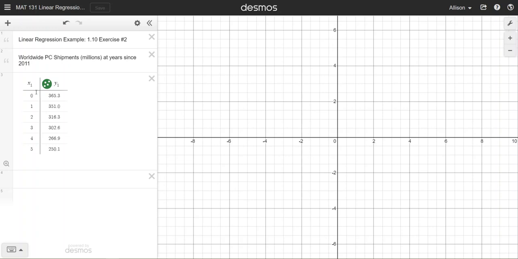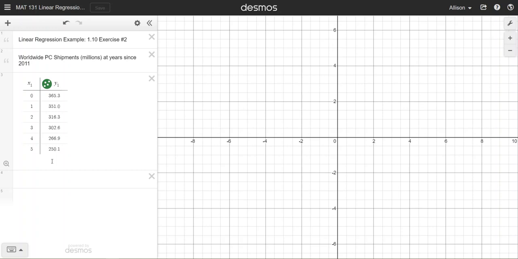So the first thing I have done here is I've entered the data in the table for number 2. We have the years since 2011 in the first column for the independent variable. And then we have the number of worldwide PC shipments in the second column for the dependent variable.